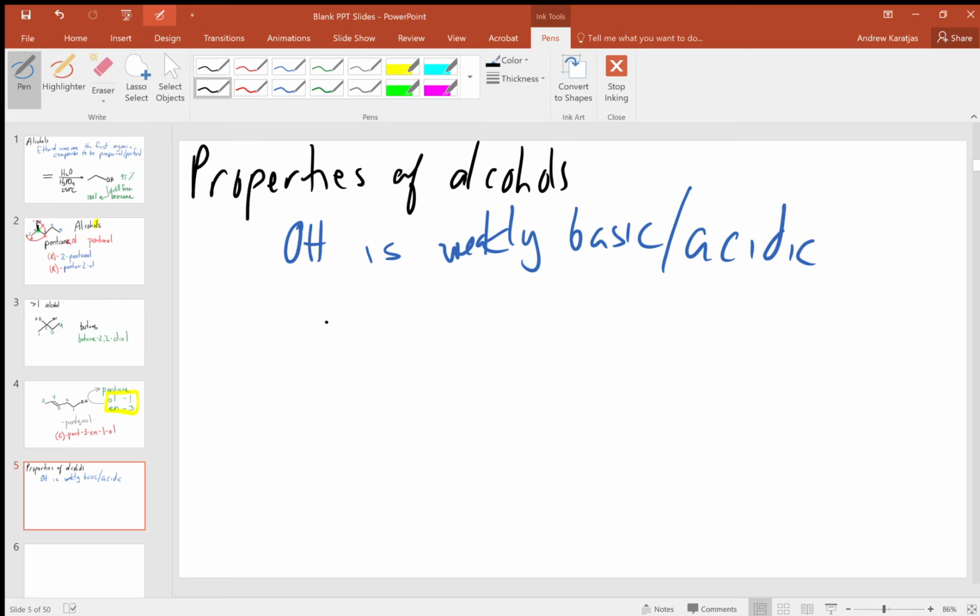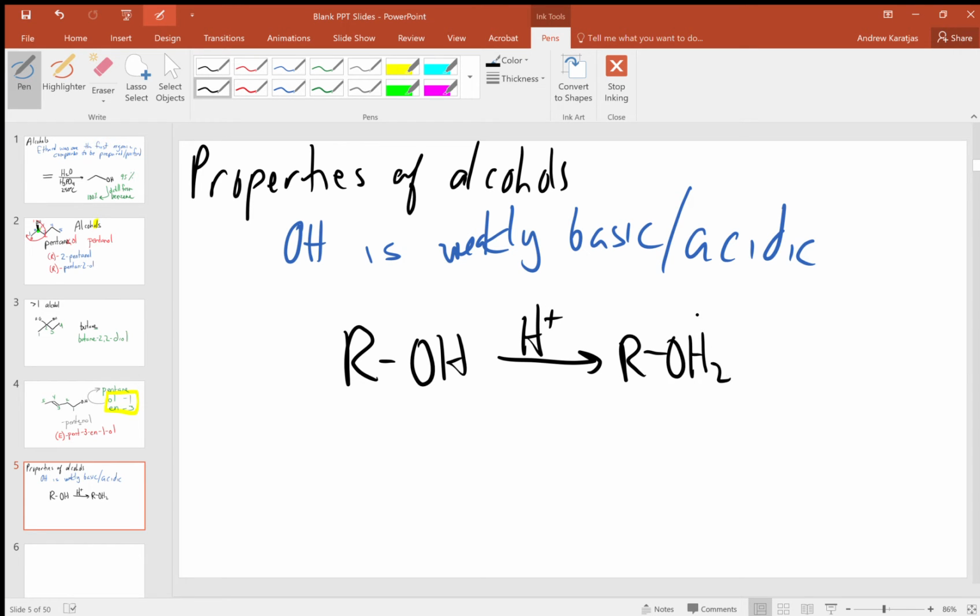But under the right conditions, the addition of a strong enough acid will enable us to protonate it. And we've already seen that ability before when we talked about leaving groups. You recall that the protonated alcohol is actually a fairly good leaving group.